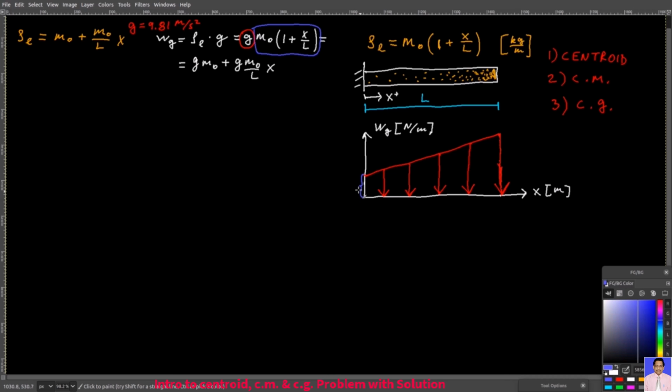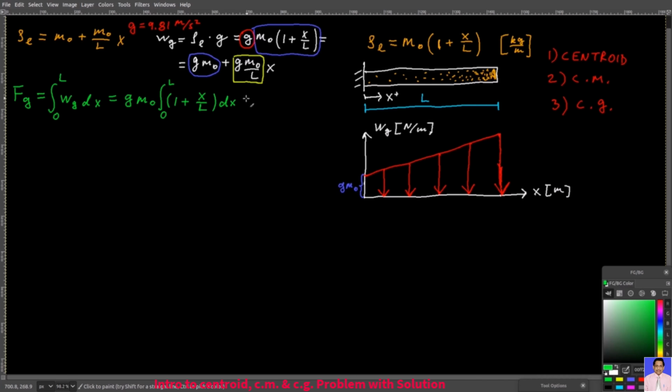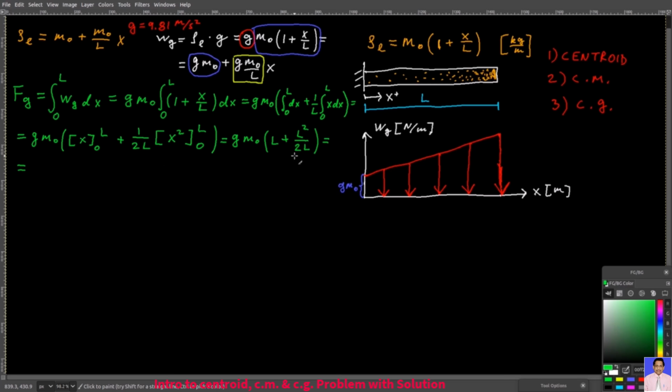And now this offset here, it's this one here, gm0. And then this one here, that's the slope of this line. And now you find the center of pressure of this force distribution, which is your center of gravity. So the total force of gravity is the integral from 0 till L, Wg times dx. You can rewrite this integral like this, or like this. So you evaluate it like this, and then this is your result. Again, you can make some cancellations. And so in the end, this is your final result.